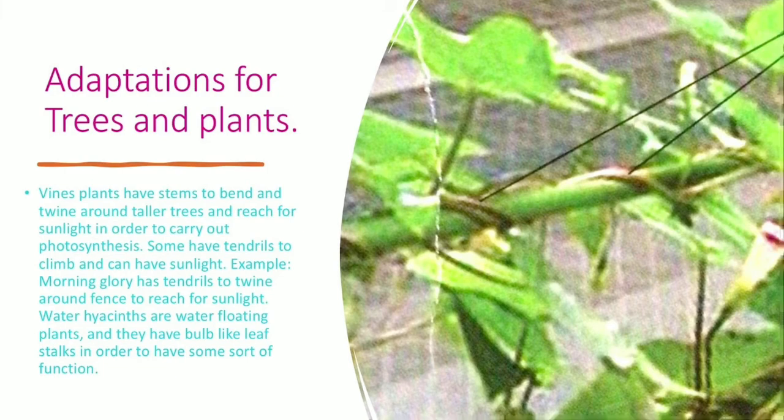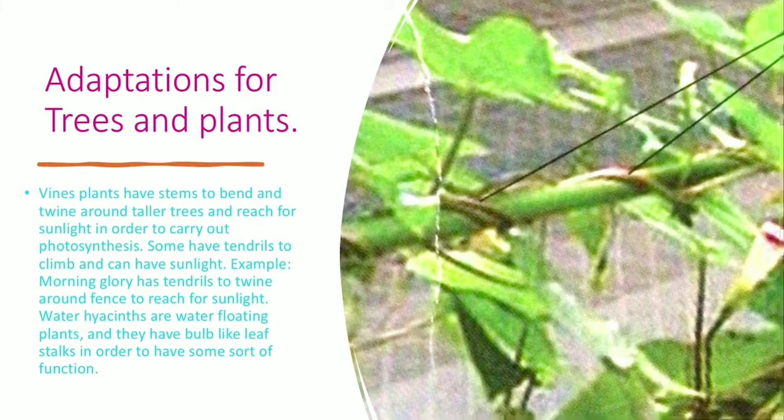So this is telling us about some plants, for example, vine plants. They have stems structured like these. These stems are designed to bend, and they can twine for reaching for more sunlight, in order to carry out photosynthesis, and they can grow bigger and happy. Some have tendrils to climb and can have sunlight. For example, this morning glory has tendrils to.